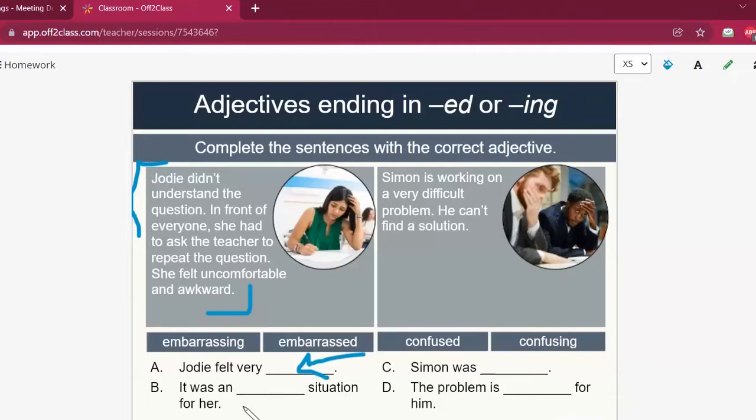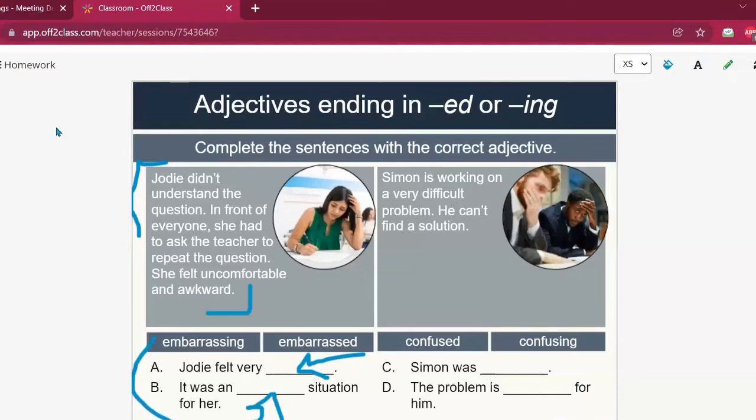So B, continue with you, Iman. I will give the turn later to Fatma. Wait, we did A, now B. It was an embarrassing situation for her. Embarrassing situation. Thank you, Iman. Fatma, about Simon, go ahead.